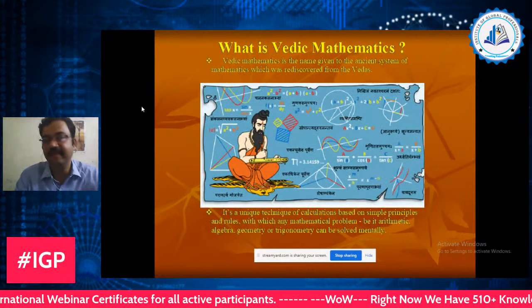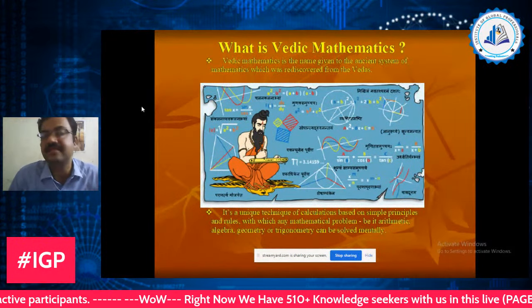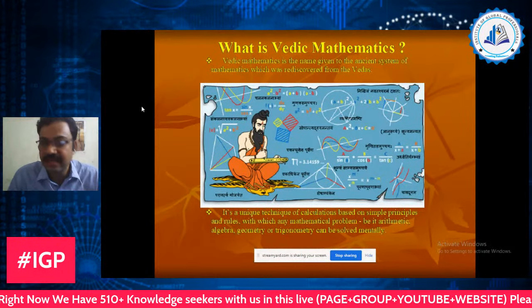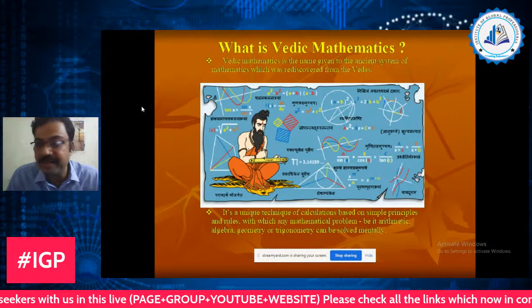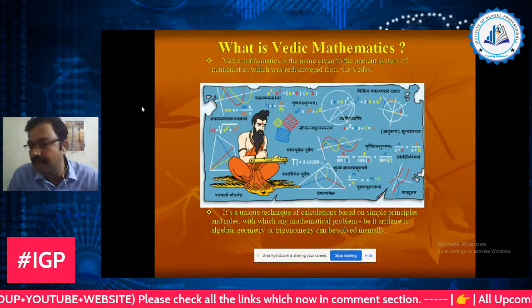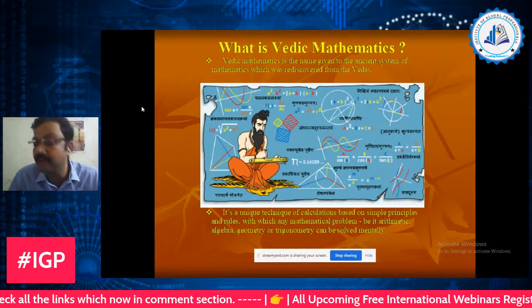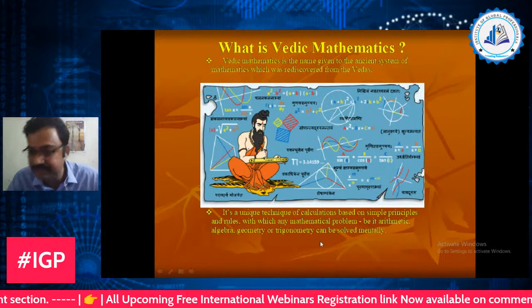What is Vedic mathematics? Vedic mathematics is the name given to the ancient system of mathematics which was rediscovered from the Vedas. It is a unique technique of calculation based on simple principles and rules, with which any mathematical problem, be it arithmetic, algebra, geometry, or trigonometry, can be solved mentally.